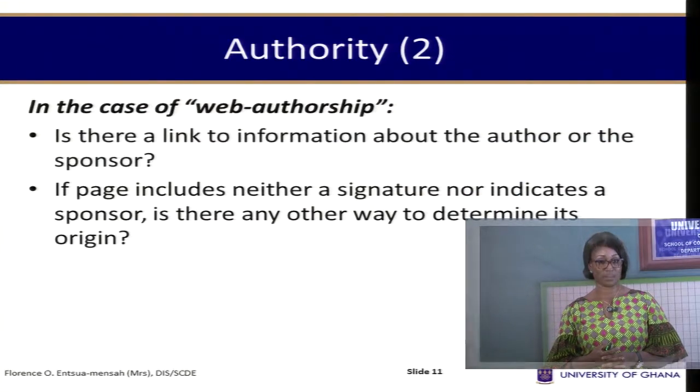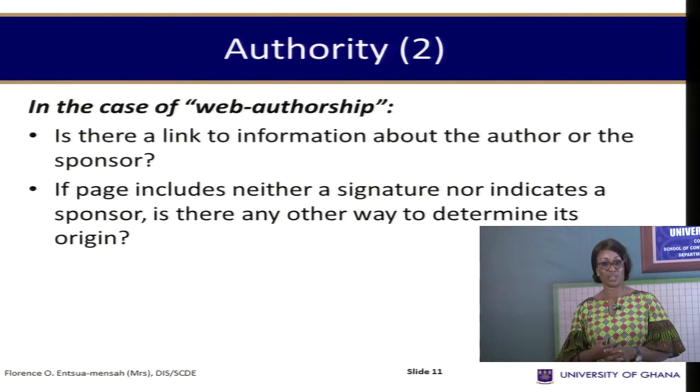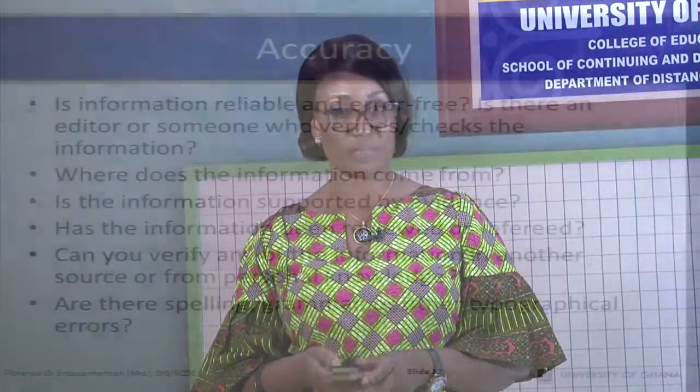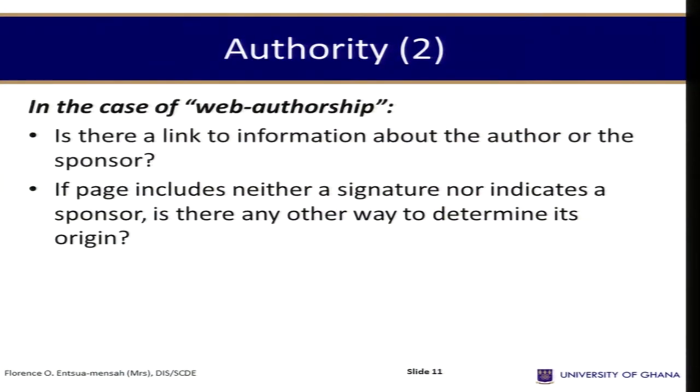What we want to say is that normally when it's a website, if the page is being sponsored, then there's a little bit of bias. And you need to be careful when you are using that piece of information. Authority 2. In the case of web authorship, you have to ask yourself, is there a link to information about the author or the sponsor? If the page includes neither a signature nor indicates a sponsor, is there any other way to determine its origin? You must be careful. Normally, if the page is not signed, you have to look at the footer or the header of the link.